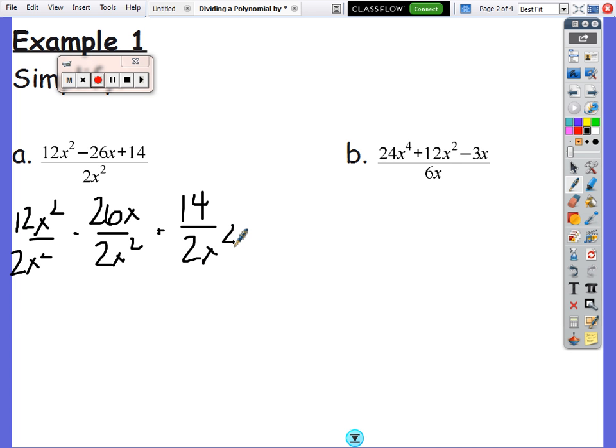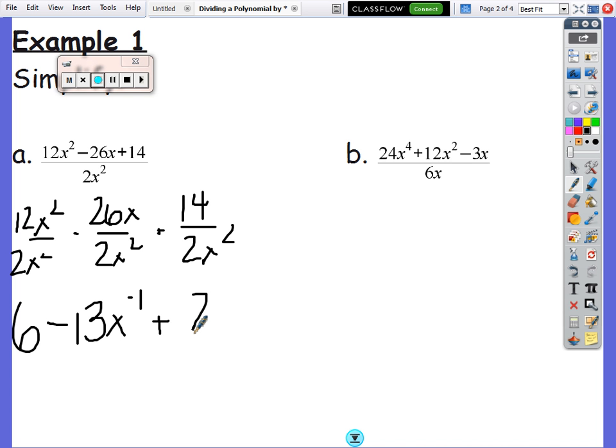So 12 divided by 2 is 6, and you subtract your exponents. So 2 minus 2 is going to be 0. You do not write x to the 0 power, you just leave it as 6. Minus 26 divided by 2 is going to be 13. When you subtract 1 minus 2, you get an x to the negative 1 power. Plus, I'm going to divide 14 by 2, which is going to give me 7. And then I have my x squared.